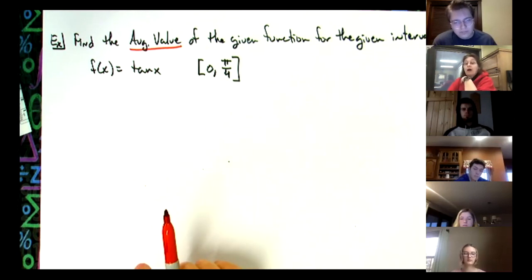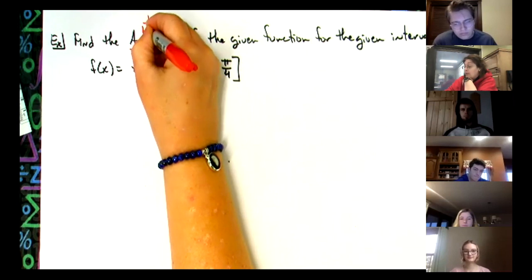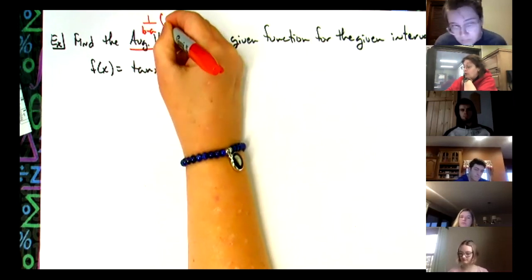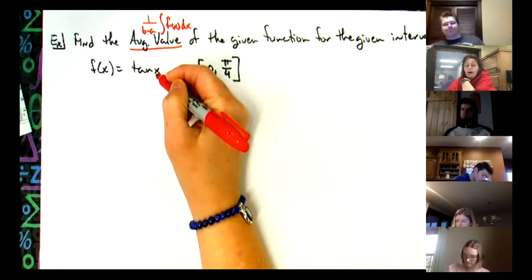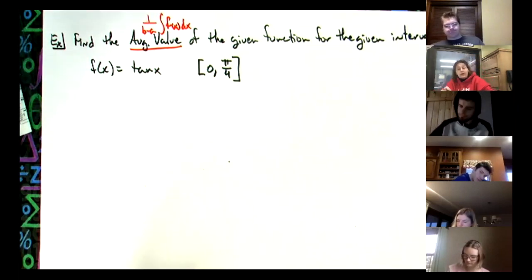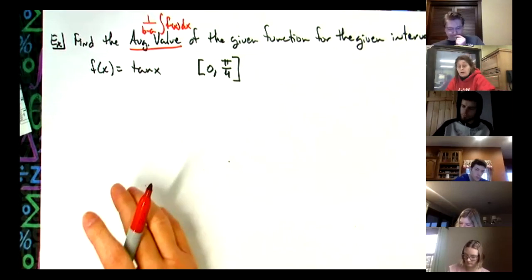See, you're rusty, right? It's been since Christmas. We did this before Christmas. And then I'm asking you and you're all like, oh my God, I don't remember. Okay. This is the 1 over B minus A integral f of x dx. So average value. And the reason you can't answer me right now is because literally we're coming off Christmas break. You went 2 weeks without doing average value.